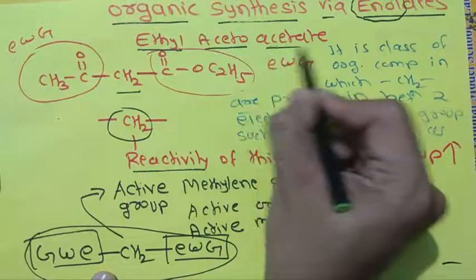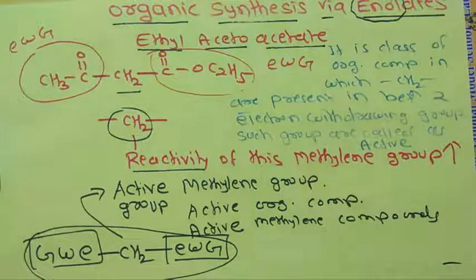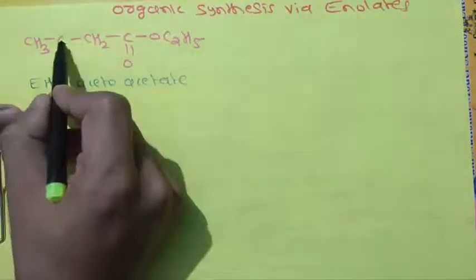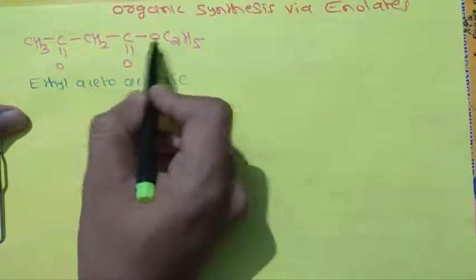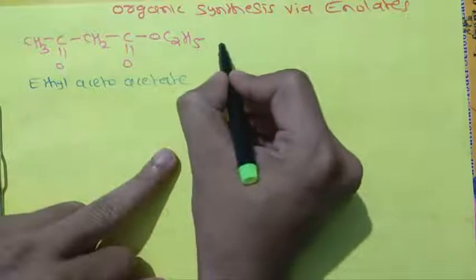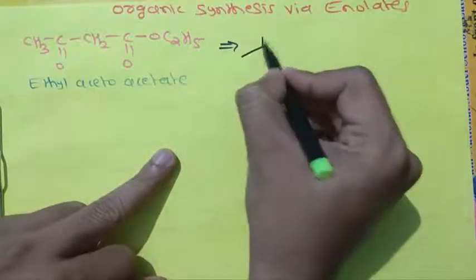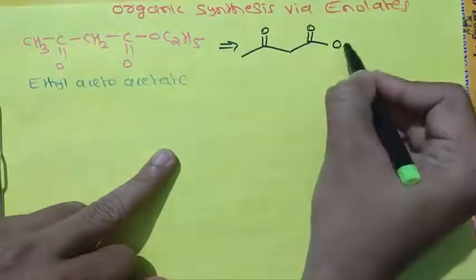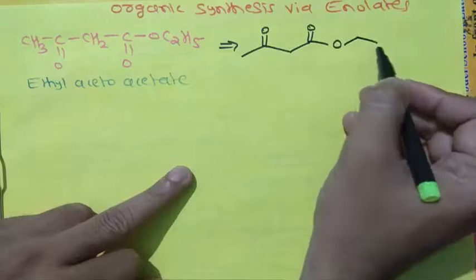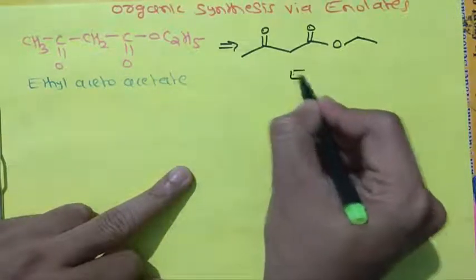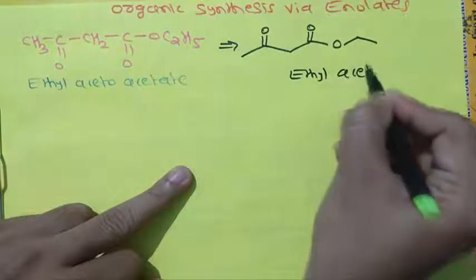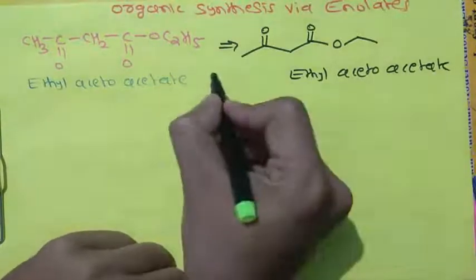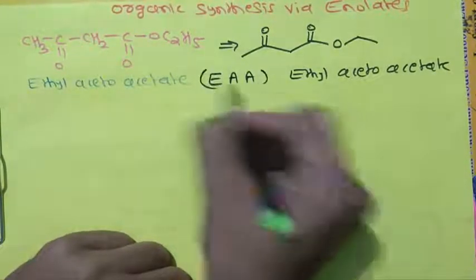It is ethyl acetoacetate. It is in the class of organic compounds. This is the structure of ethyl acetoacetate: CH3-C=O-CH2-C=O-OC2H5. This structure can also be written like this: CH3 C=O, CH2 C=O, O-CH2CH3. It is the same. It is also called ethyl acetoacetate, or shortly EAA.